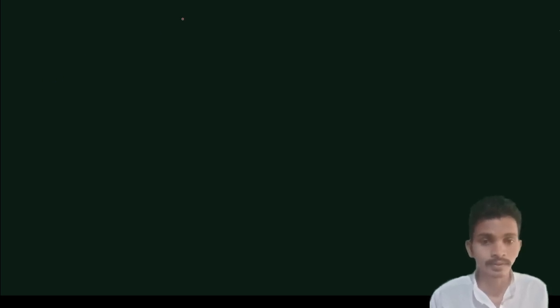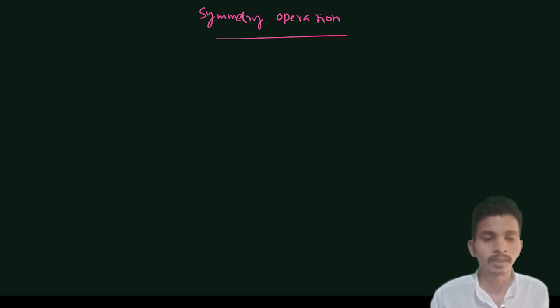In the previous class we were practicing group theory, meaning point groups and what their elements are. So in today's class we will discuss symmetry operations. We already discussed symmetry elements and symmetry operations. Today we will discuss the symmetry operations associated with the point groups.